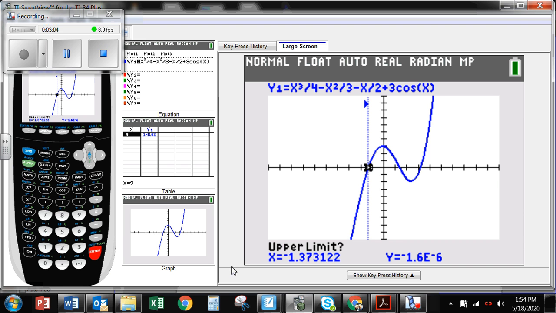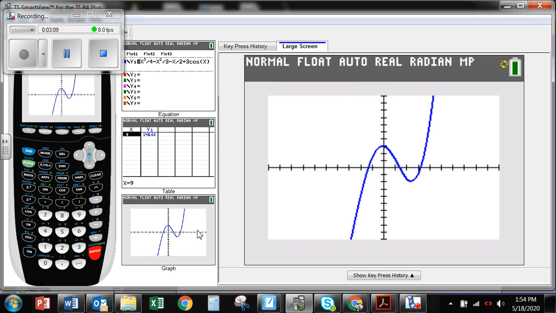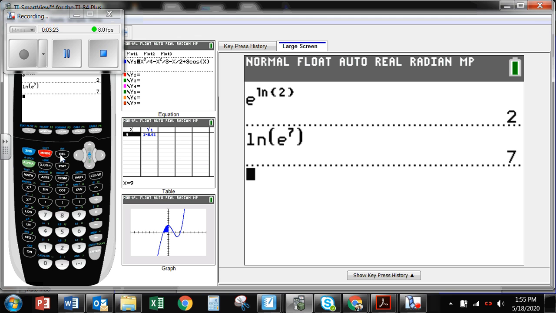Enter. Okay, what's my upper limit? That's 0. Enter. And my answer is 2.9030944, which again, three decimal places, which we have to get really good at as we get closer to the test. 2.903.